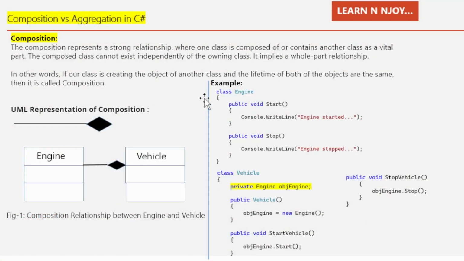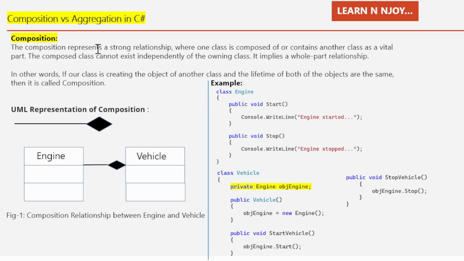Composition versus aggregation in C Sharp. Composition and aggregation are important concepts in C Sharp. Understanding these concepts is essential for designing robust and flexible software systems. In C Sharp, composition and aggregation are basically two different ways of establishing relationship between classes. Both involve one class having a reference to another class, but they differ in terms of ownership and lifetime.